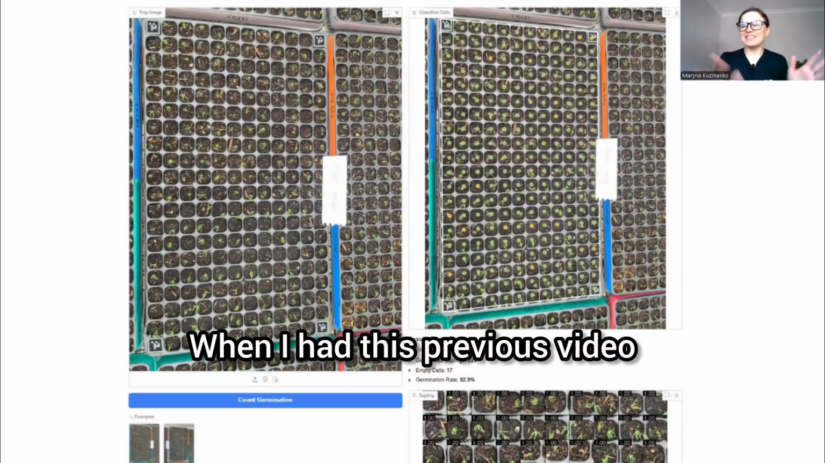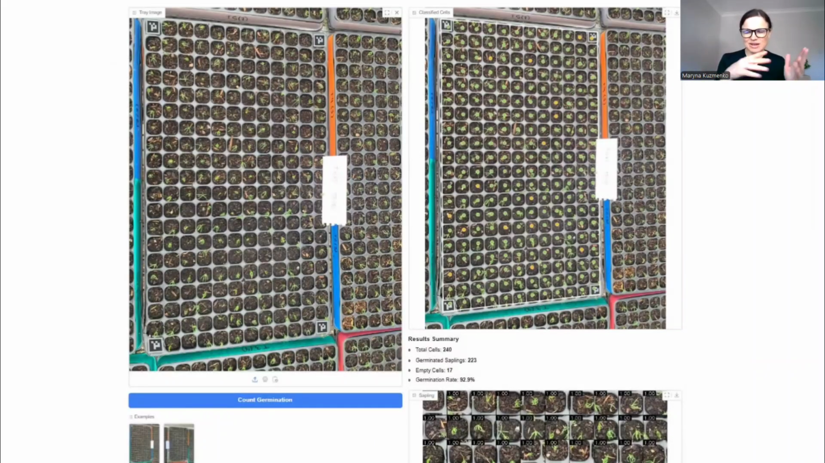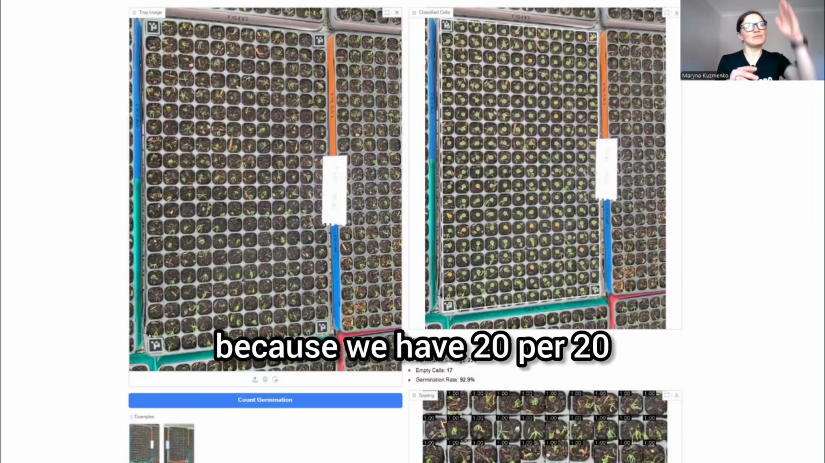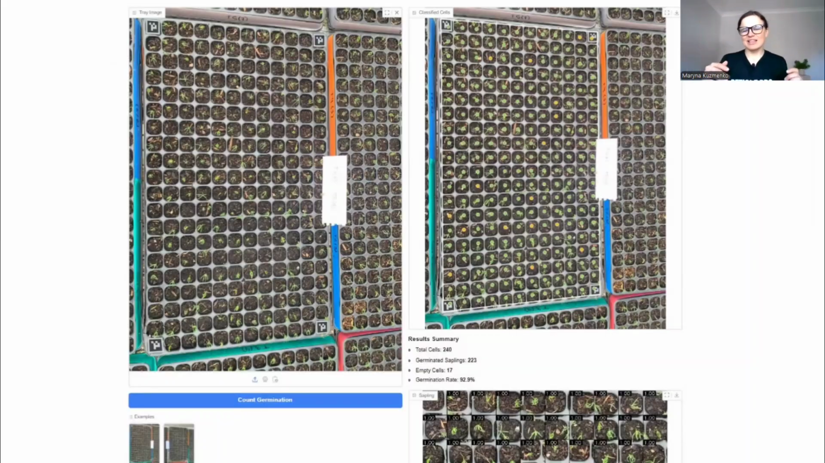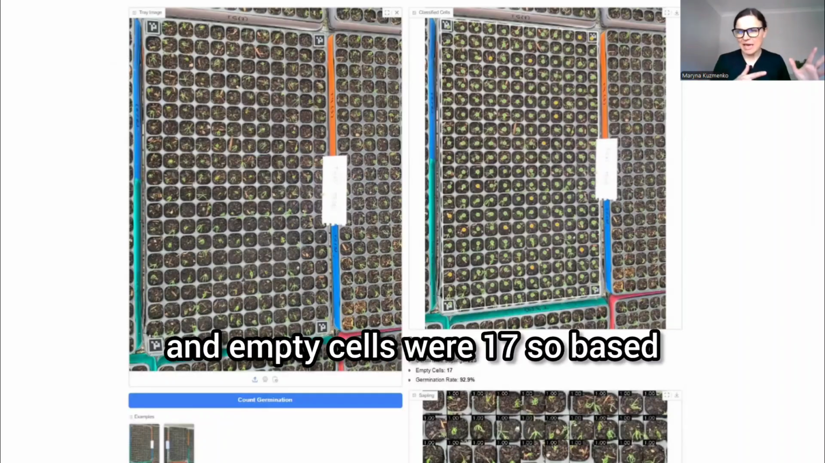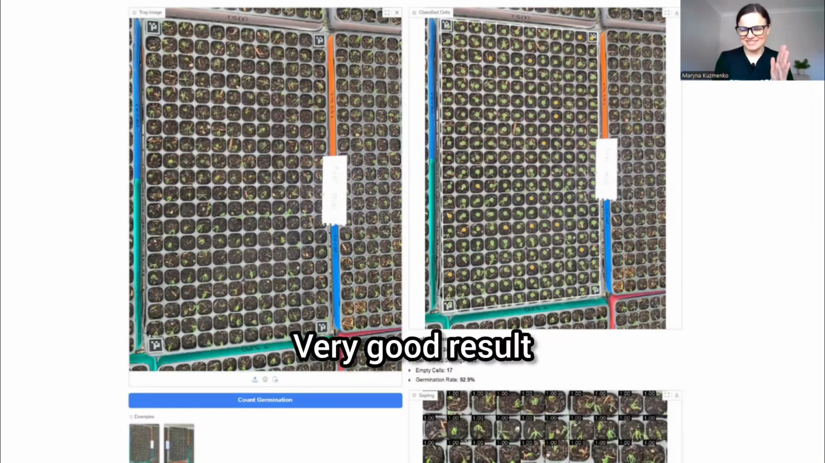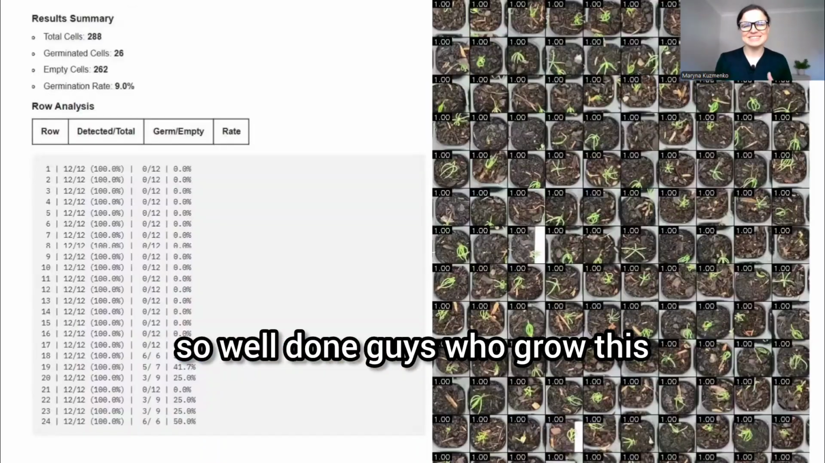And here, in the previous video, I mentioned the count, and you can see that we have 240 seedlings because we have 20 by 20. And also we had 223 germinated and empty cells were 17. So based on these numbers, we see that the germination rate is 92%. It's a very good result. So well done, guys who grow this.